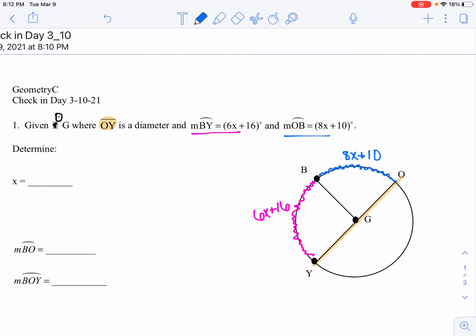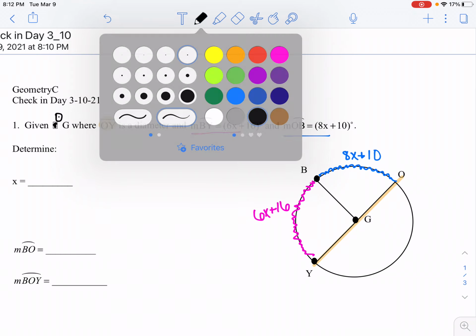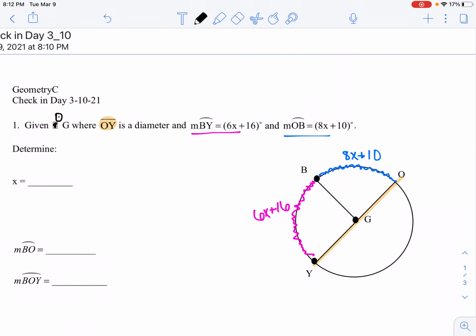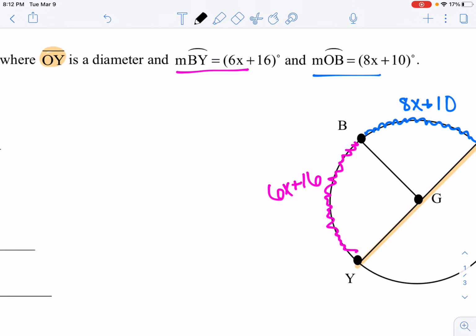So what I'm going to ask everybody to do is go ahead and pause your video. Set up your equation for x and then restart it, and you can check it against the equation that I have.